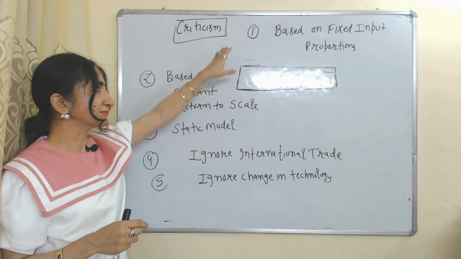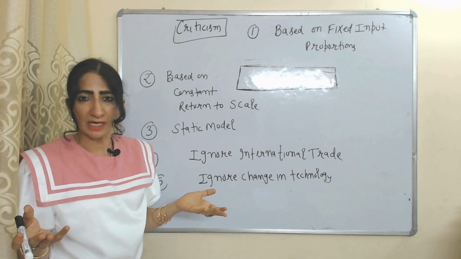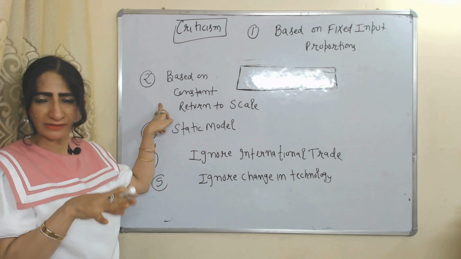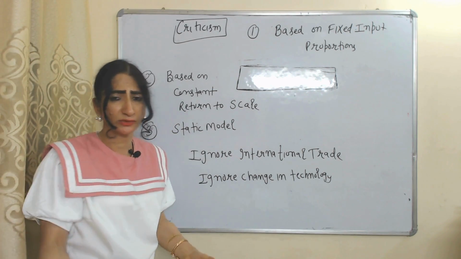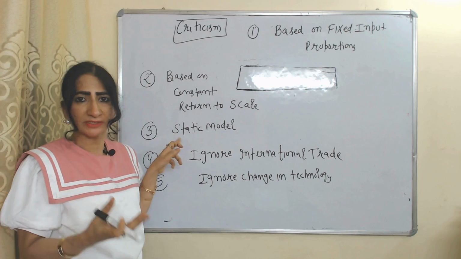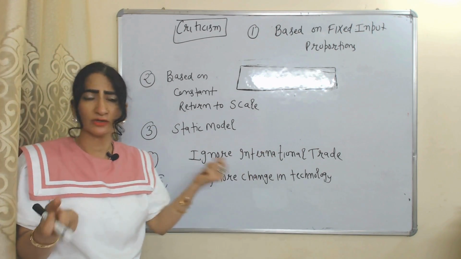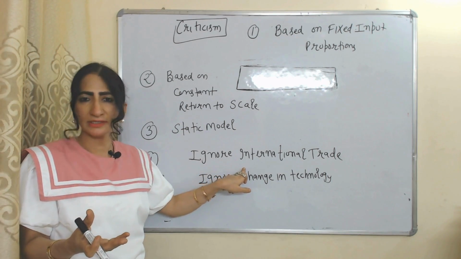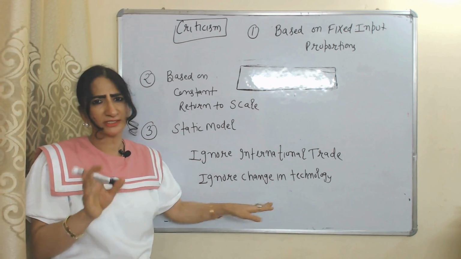Now we will see criticism. This analysis is based on a fixed input proportion, but in reality the proportion of input never remains fixed. This analysis is based on constant returns to scale, but in reality there are increasing returns to scale and diminishing returns to scale. This is a static model because it ignores changes in the economy, but in reality the economy is continuously changing. This model is based on a closed economy and ignores international trade, but international trade is very important. This model ignores change in technology.